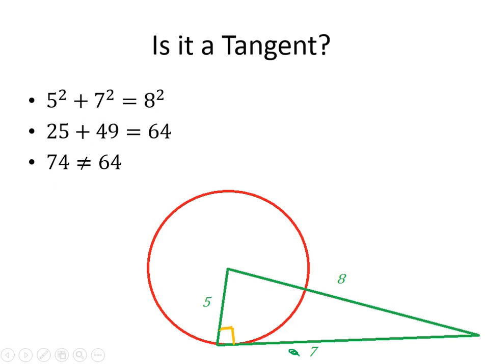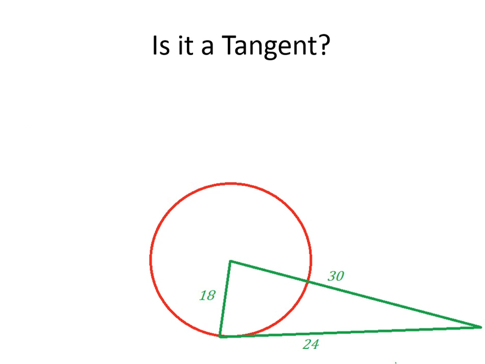So is this a tangent or not? That means it's not a tangent, because we didn't create that right angle. It needs to be a right angle for it to be a tangent. If it doesn't have it, then it's not a tangent. It ends up being more like a secant. Okay, so now check this one. Take a minute. Find if this one is a tangent.